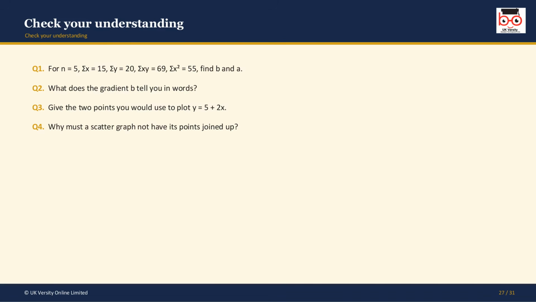Time for a quick check. For n equal to 5, with the sum of x 15, sum of y 20, sum of xy 69, and sum of x squared 55, can you find b and a? In plain words, what does the gradient b tell you? Which two points would you use to plot y equals 5 plus 2x? And why must you never join the points on a scatter graph? Have a go before moving on.